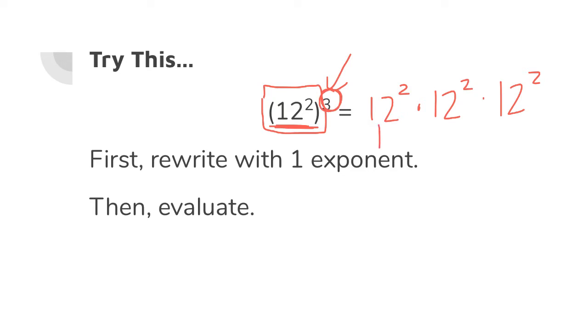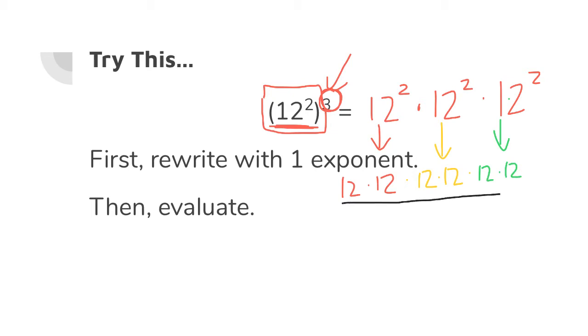Well, I can break this down. 12 squared is 12 times 12. I can break this one down, 12 times 12. I can break this one down, 12 times 12. If I count them all up, I have a base of 12, and it is 1, 2, 3, 4, 5, 6 times itself, 12 to the 6th power.